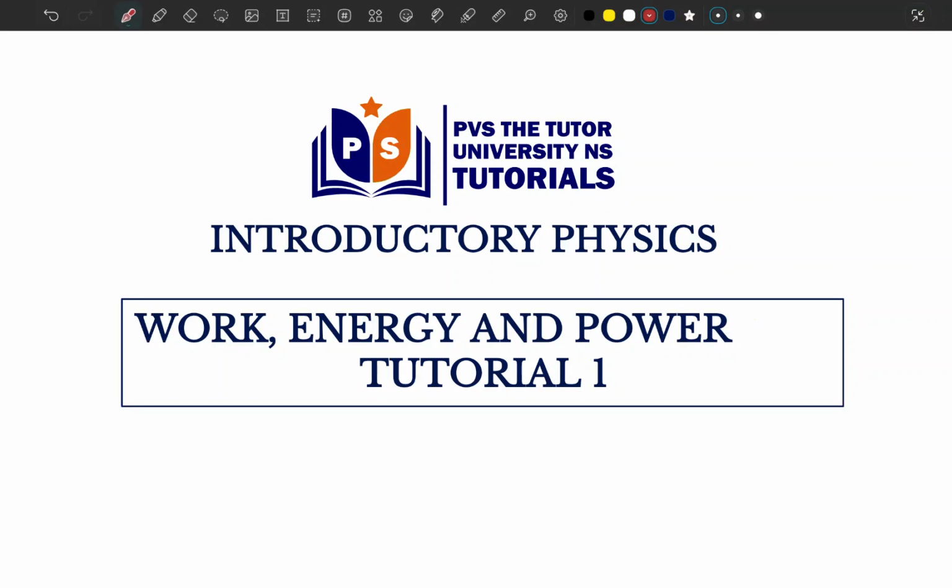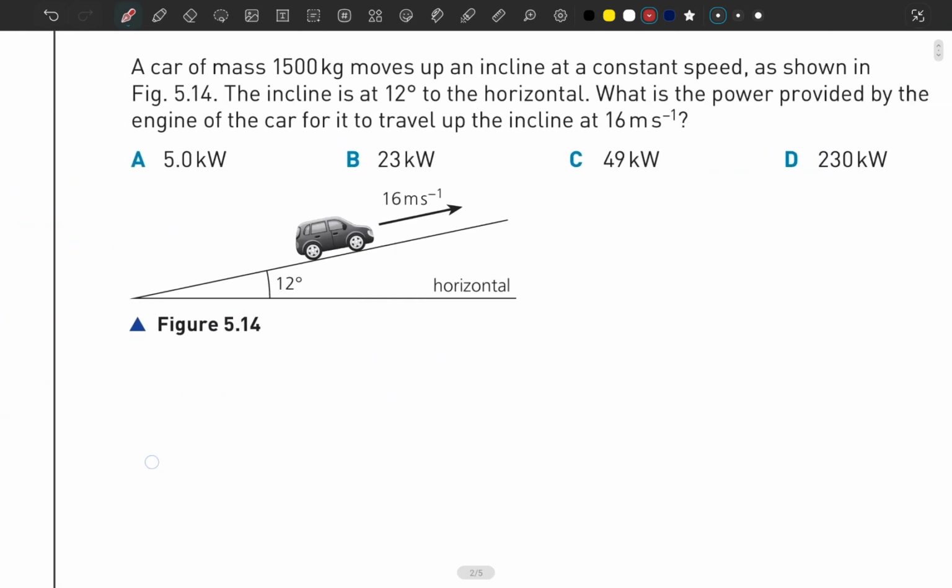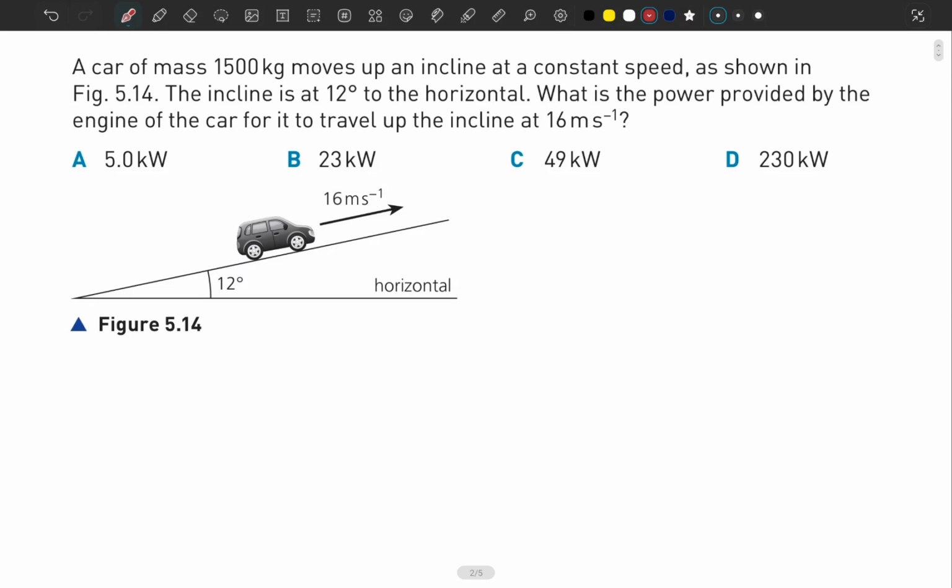Here we have a question on work, energy and power, tutorial number 1. It's a multiple choice question, so let's see what we can do. A car of mass 1500 kilograms moves up an incline at a constant speed. In physics, terms like constant speed are very important. As shown in this figure, the incline is at 12 degrees to the horizontal. What is the power provided by the engine of the car for it to travel up the incline at 16 meters per second? It's a very simple question, by the way.